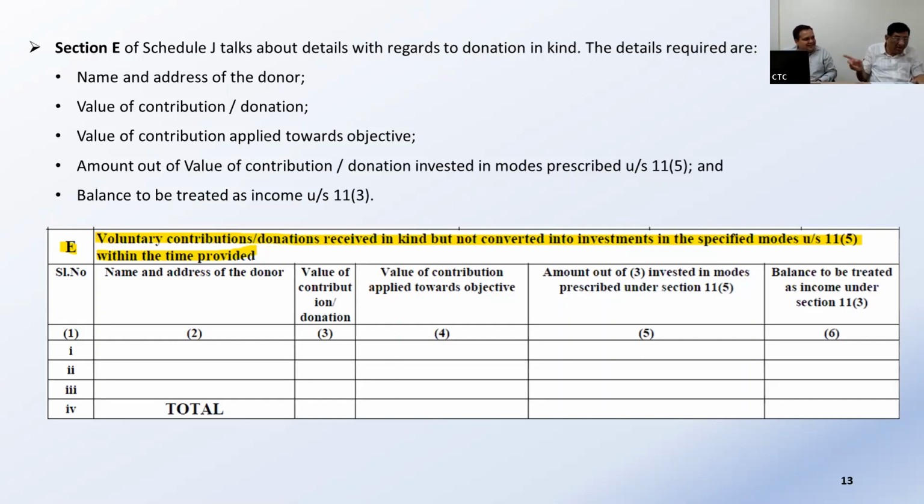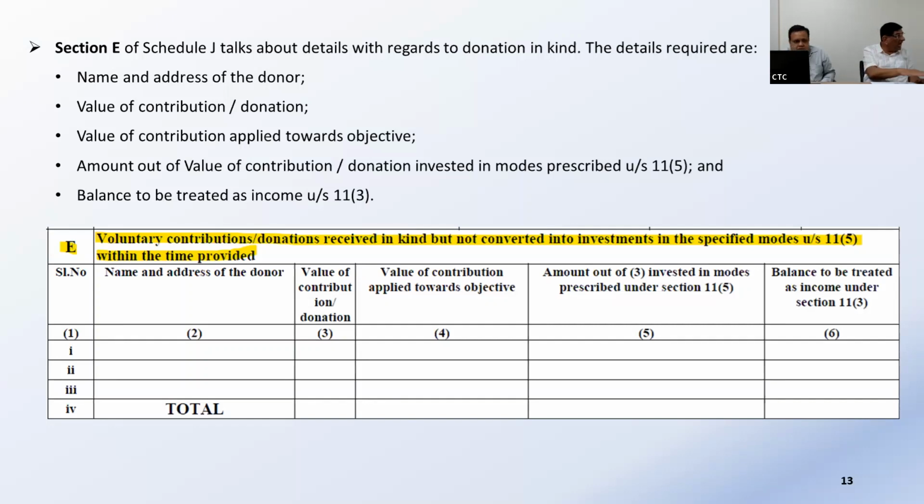Those situations are also there, but here in schedule section E, the heading is voluntary contribution donation received in kind, but not converted into investments. So this is a column where the donations in kind are not converted into the mode specified in section 11. And the time prescribed for the conversion is in the next year after the end of the year in which it is received. Suppose if you have received in financial year 22-23, so by 31st March 24 you have to convert it. That is for everything or shares only? All kind. All kind. All kind.